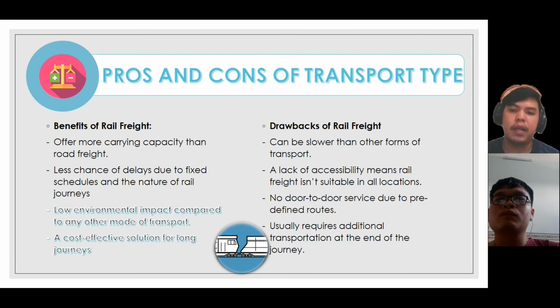But the drawback is bring are also very considerable. It can be slower than other forms of transport. A lack of accessibility means rail freight isn't suitable in all locations, as you are similar to sea and road freight. Not all countries have a railway network. No door-to-door service due to predefined route, and usually require additional transport method at the end of the journey.